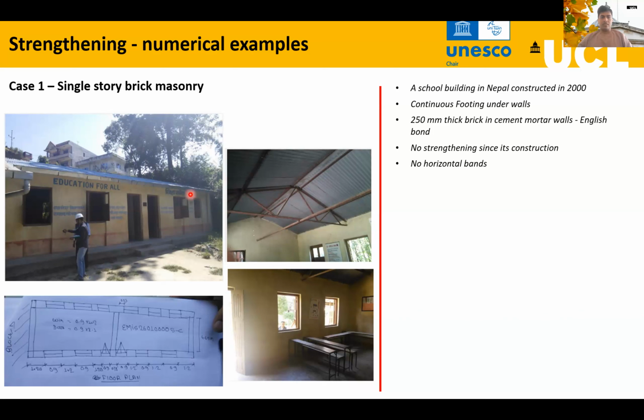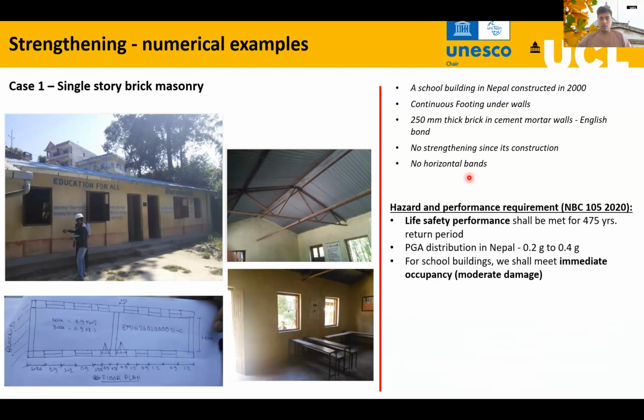As you can see here, you can identify several deficiencies. One of the most important deficiencies is that it lacks seismic bands, which are very important for global box-like response. It also lacks proper diaphragm action. These are some of the characteristics of the building. This is a school building. The wall thickness is 250 mm in English bond, so a good bond pattern. There has been no strengthening since its construction, and we don't see any horizontal bands. The requirement for retrofit design is that the building should be within the life safety performance limit.